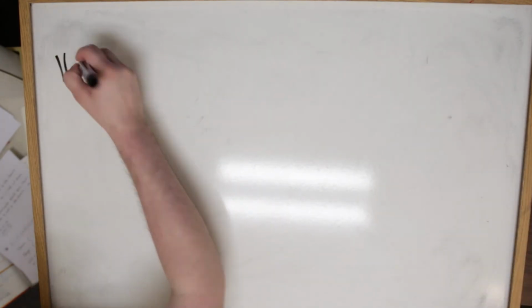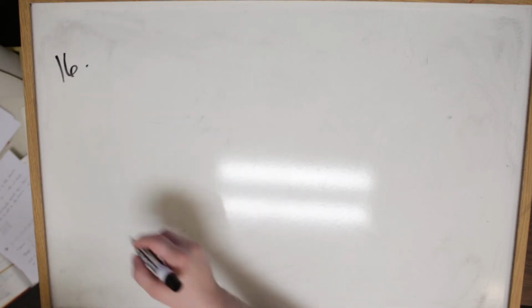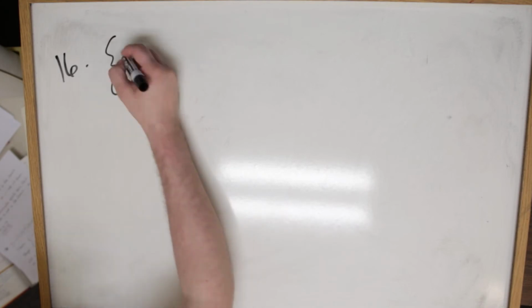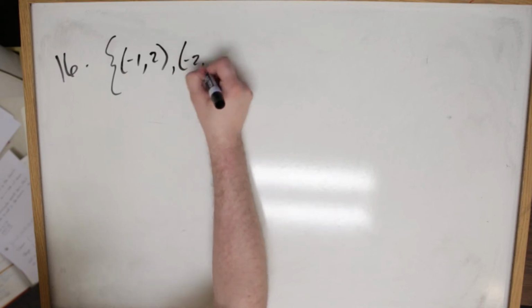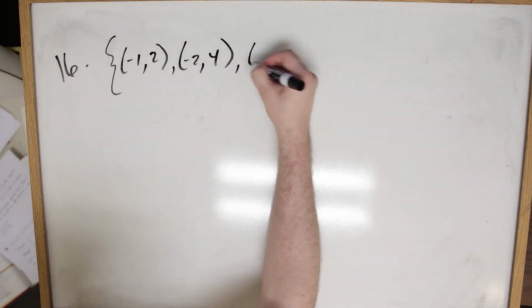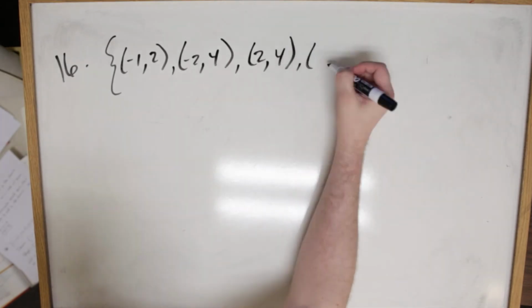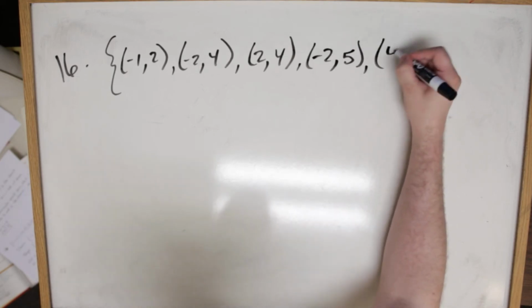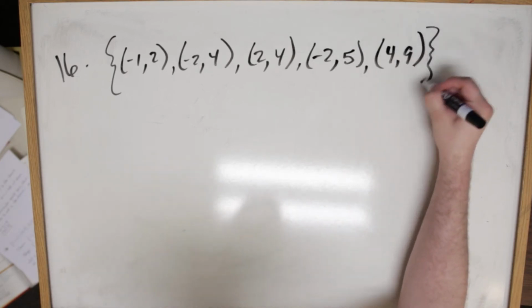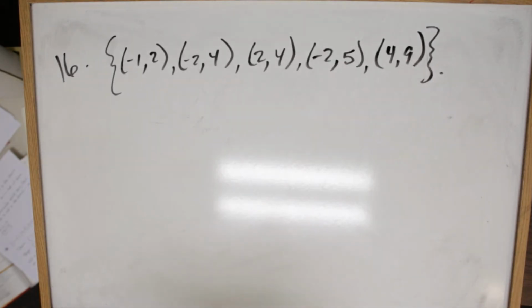Let's go ahead and go to question 16. Here they actually give us, similar to the example that I gave in the notes, a bunch of different points: (-2, 4), (2, 4), and (-2, 5), (4, 9). Okay, so these are all of our points. This is our set that we're dealing with. And they're asking us to find the domain, the range, and whether or not this is a function.